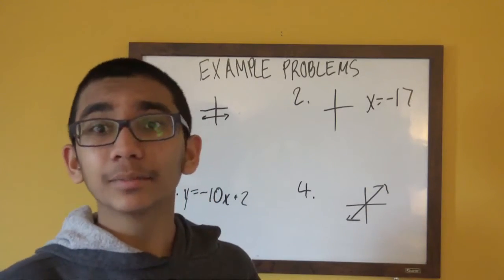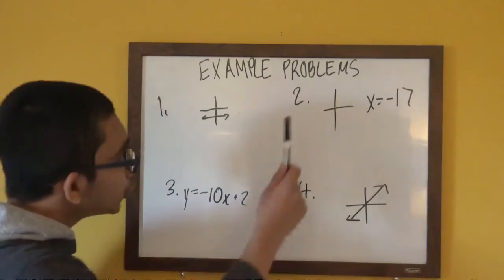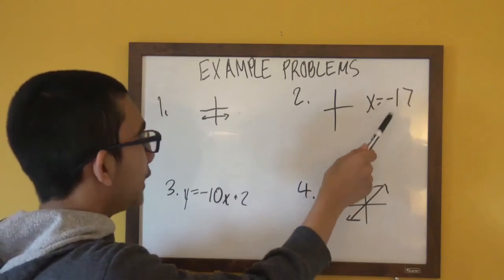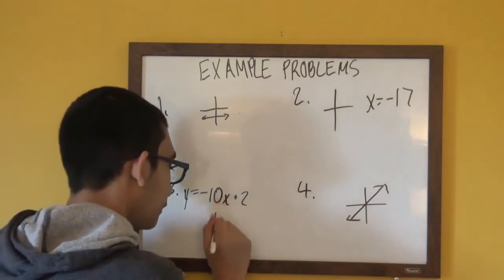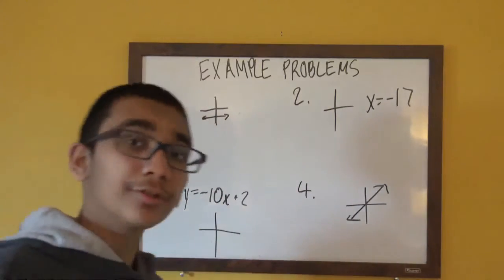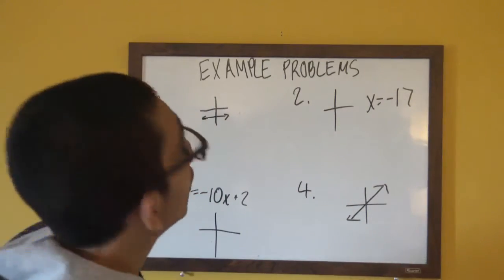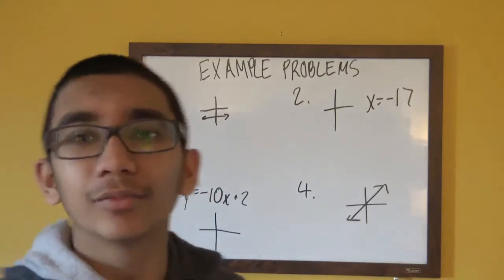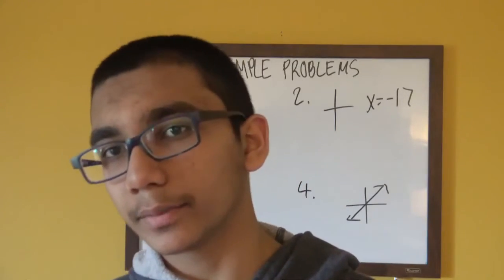Okay, so right now we have some example problems. Problems 2 and 3 only show the equation, and we have to draw the graph and say what type of slope it is. Problems 1 and 4 only show the graph, and we have to write the equation and also say what slope it is.